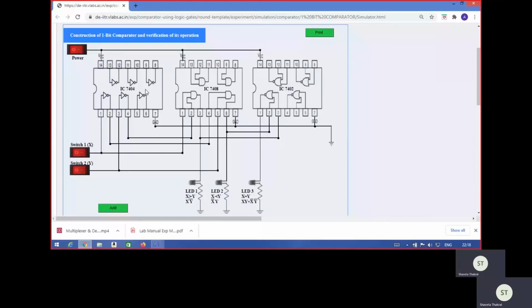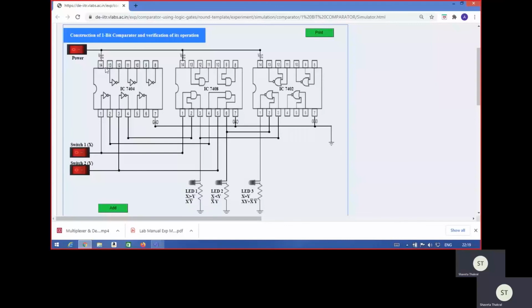And for the circuit connections in the 7404 IC, 7408 IC and 7402 IC, pin number 7 needs to be connected to ground. So we have taken common pin number 7 of the 7404 IC, pin number 7 of the 7408 IC and pin number 7 of the 7402 IC. So we have taken all these three pins common and that is connected to ground.